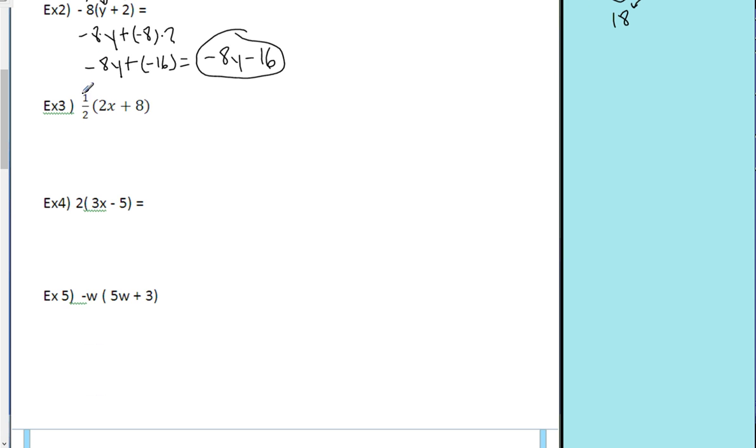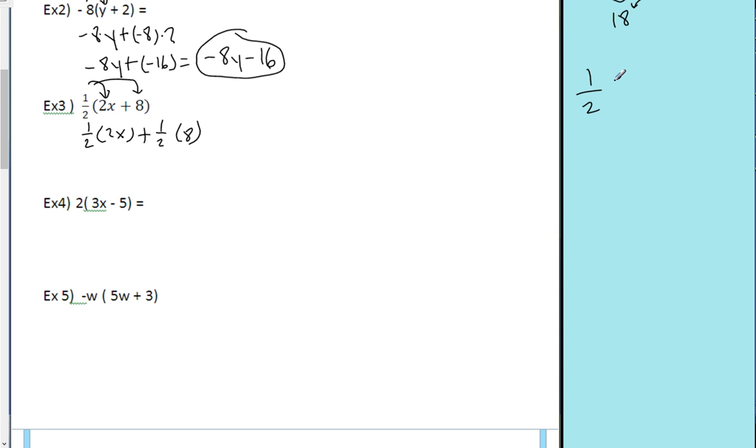All right, we're going to do 1/2 times this and 1/2 times that. So we're going to have 1/2 times 2x plus 1/2 times 8. Let's go through the math. Remember fractions, tops mean multiply, bottoms mean divide. So we're doing 1/2 times 2 times x. So let's think about this for a minute.